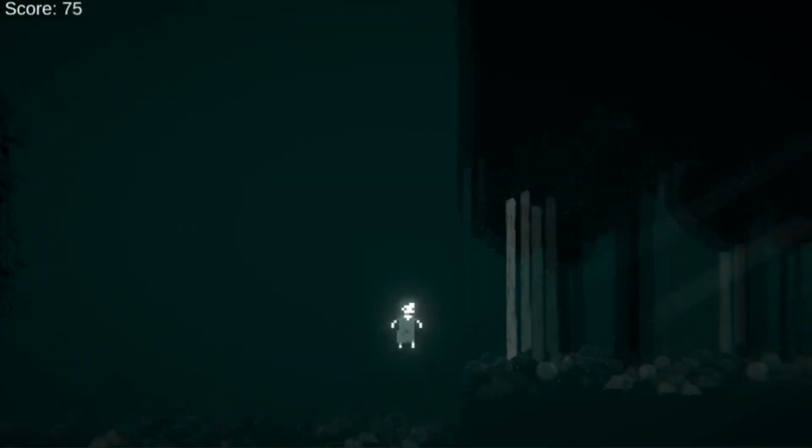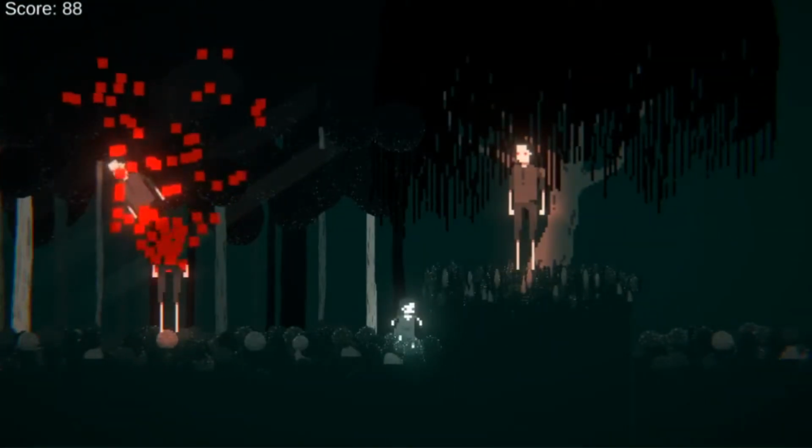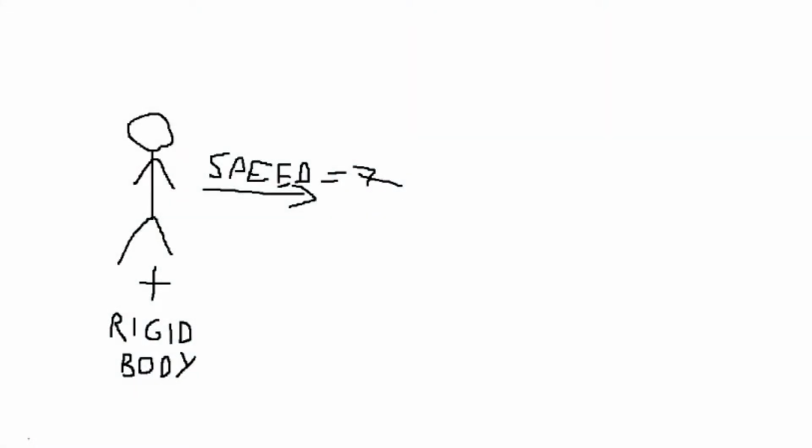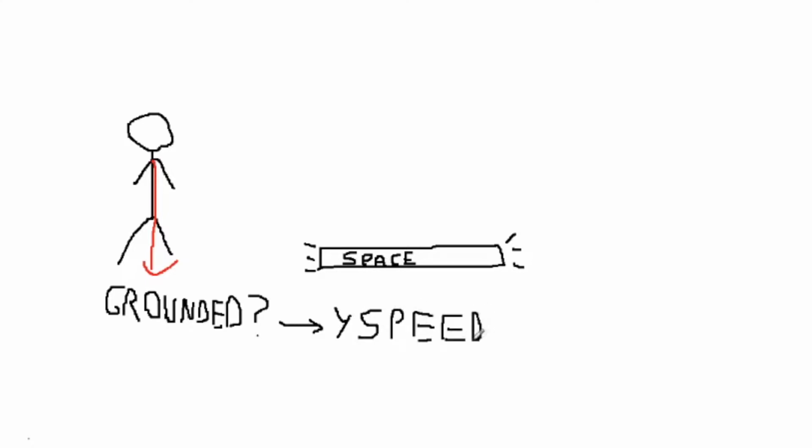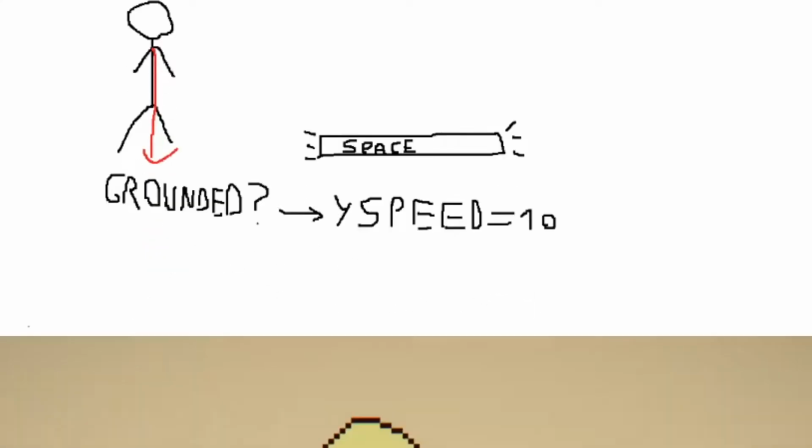Now, let's get a bit in-depth about this game. First, for general movement, I just added a rigid body to the character and set his velocity to a certain speed every frame. Adding a jump was also very easy. When you press space, and the player is on the ground, which I checked using raycasts, the player will jump by setting their Y speed to a certain value.